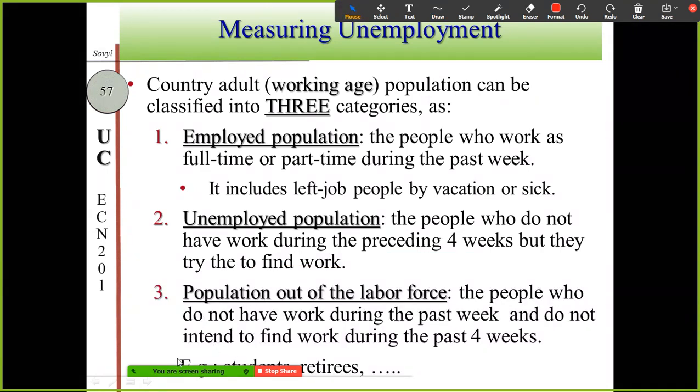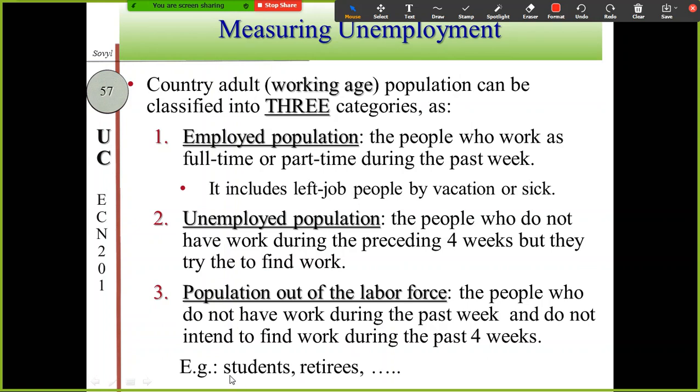The other group, the last group, we call population out of labor force, or population not in labor force. It refers to people who do not have work during the past week and do not try to find work during the past 4 weeks. Okay, so in the past week they don't have work and in the past 4 weeks they don't try to find work. If any people have the condition, we classify them as out of labor force.